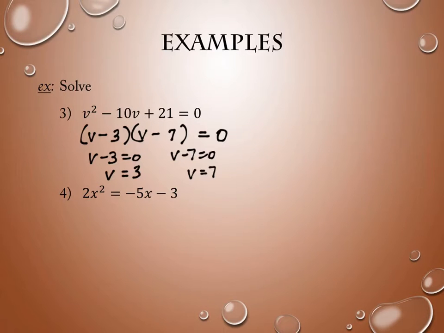So the first thing we're going to do is make the 5x on the right become a positive 5x on the left, and the negative 3 on the right become a positive 3 on the left. I'm going to move them or add them to the other side. Is everybody good with that?